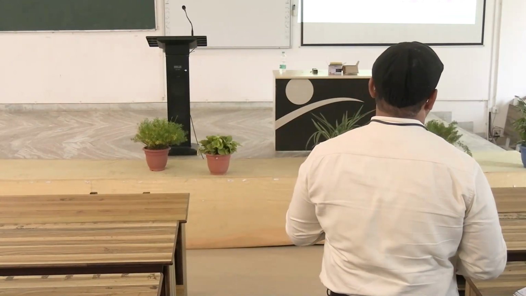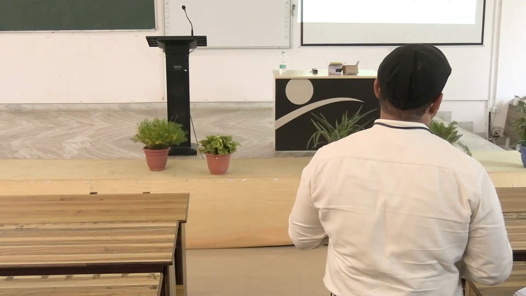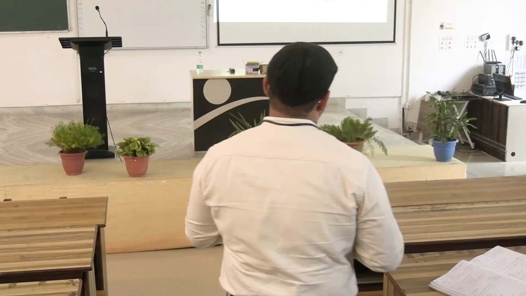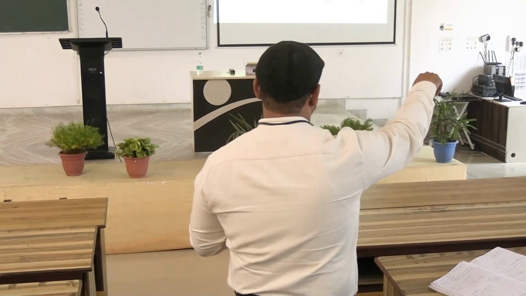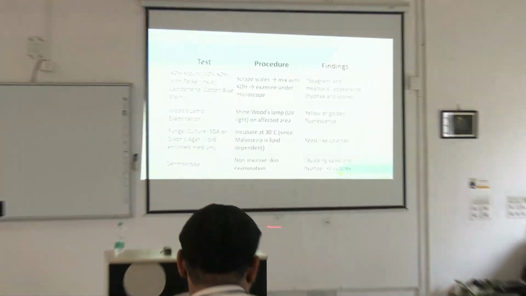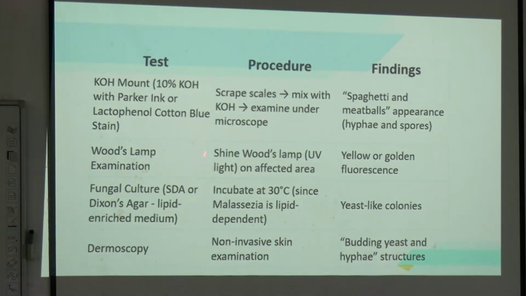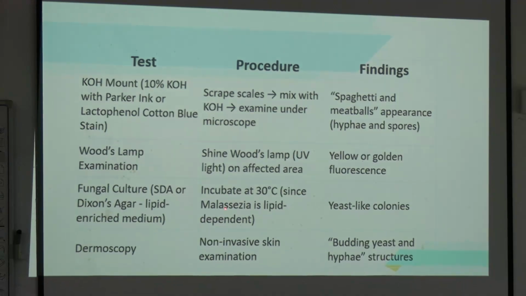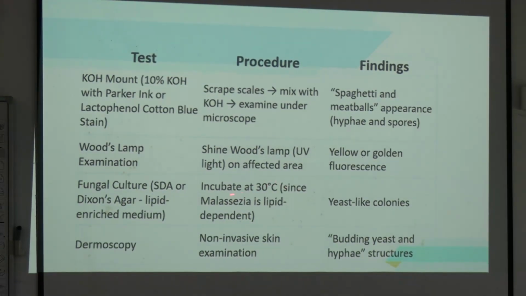So here is a spaghetti and this is a kind of meatball, okay, this is a spaghetti and meatball appearance. Wood's lamp: wood's lamp shows yellow and golden fluorescence on the affected area. Fungal culture: incubate at 30 degrees centigrade; since Malassezia is lipid dependent, yeast-like colonies appear. We can also do dermoscopy, a non-invasive skin examination, showing budding yeast and hyphal structures.